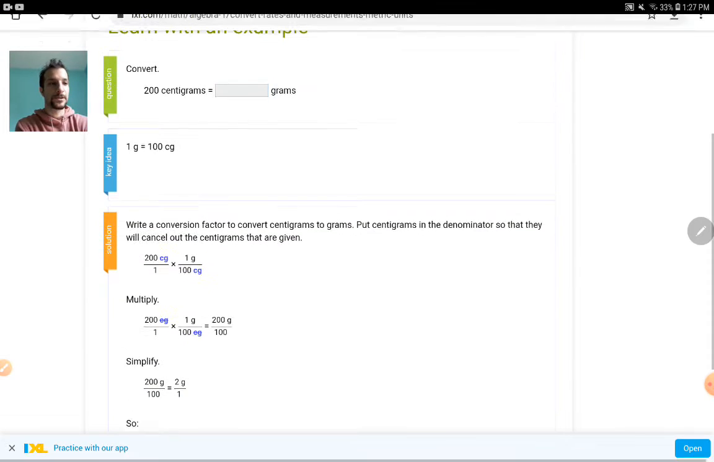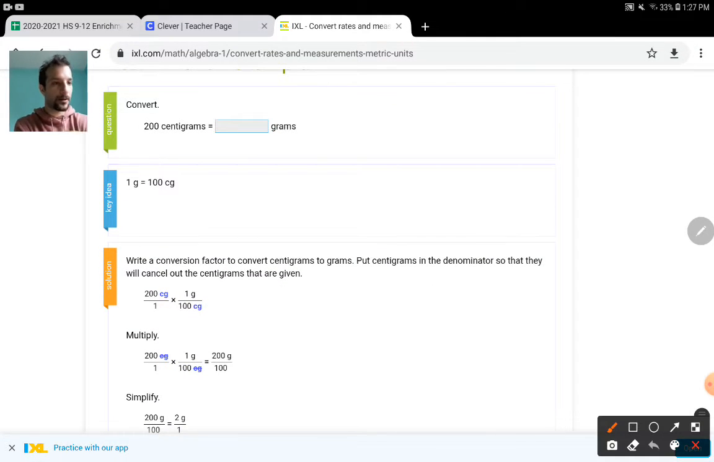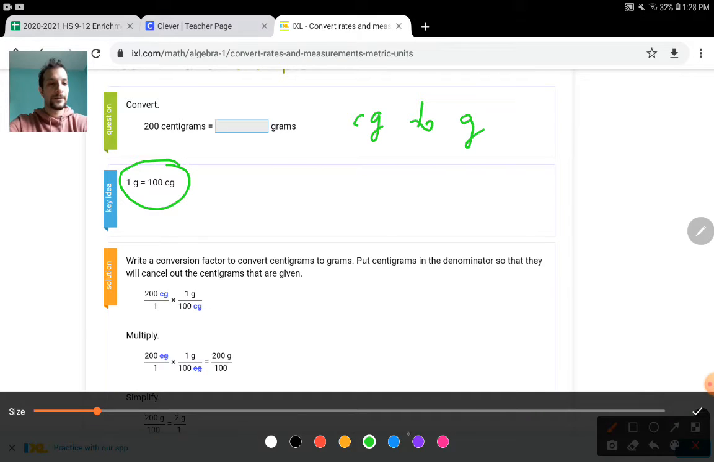Let me turn on my pen. Okay, if you Google this CG to G, it'll tell you that the answer is this equation over here. I will take that and put it on the side and use the same method that I showed you in the first assignment of the week. So 1 gram is 100 centigrams.